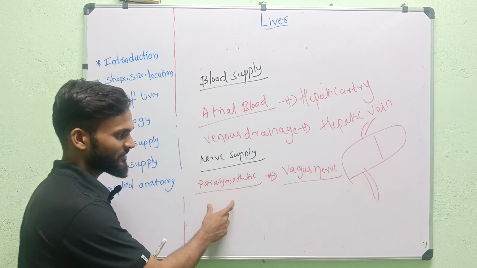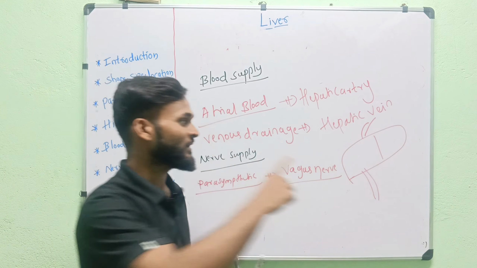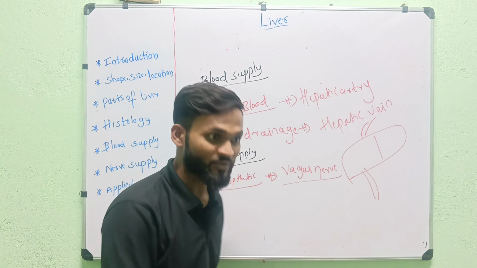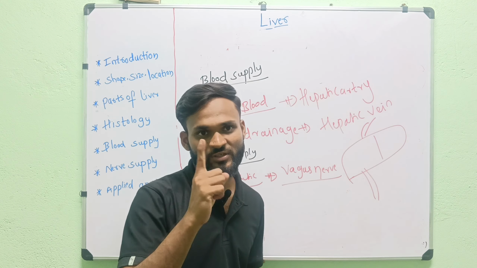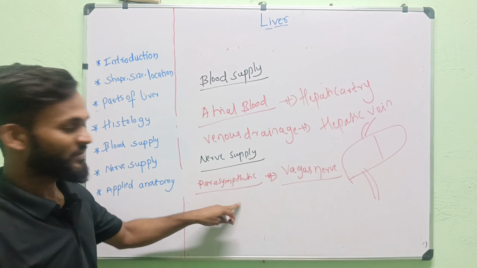The parasympathetic nerve supply, done by your vagus nerve, is going to stimulate and speed up the formation of bile juice in order to speed up the digestion of your fats. It is all about the parasympathetic nerve.